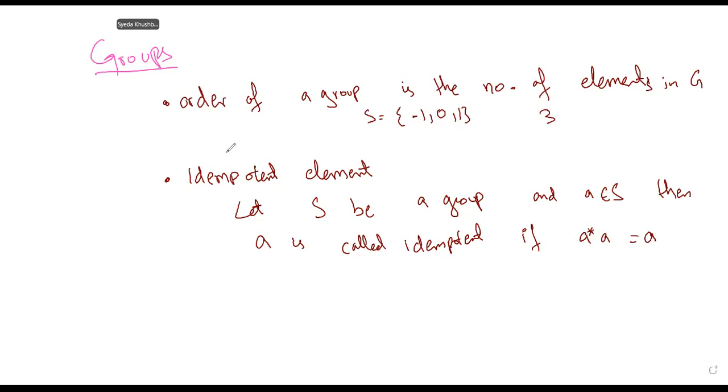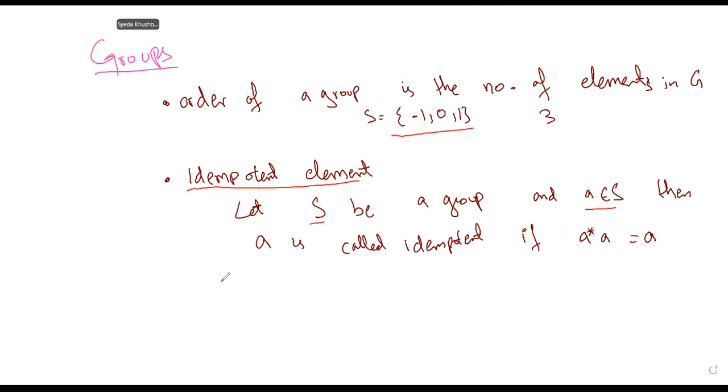let's talk about that. Okay, first thing is first, order of a group is the number of elements in the group. That is easy, and we talk about finite groups only. If a group is infinite, like real numbers, natural numbers, integers, we say that it is an infinite group. They don't ask about order. And if we talk about idempotent element, what they are trying to say is that if S is a group, A belongs to S, then A is called idempotent if A star A equals A.